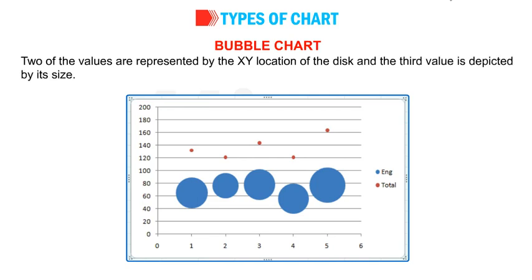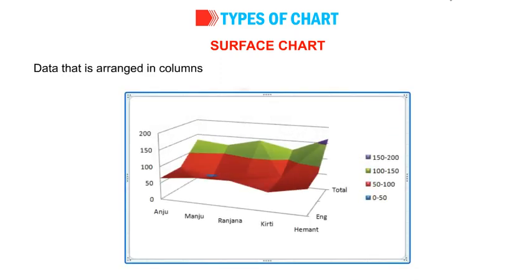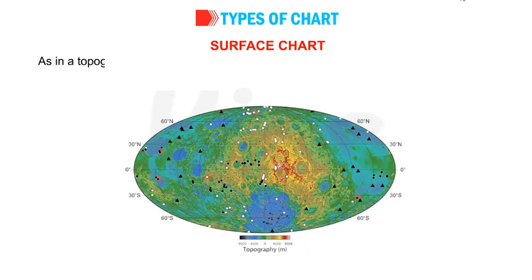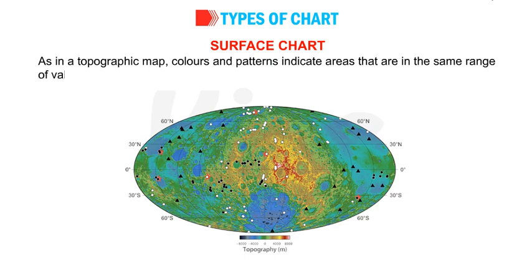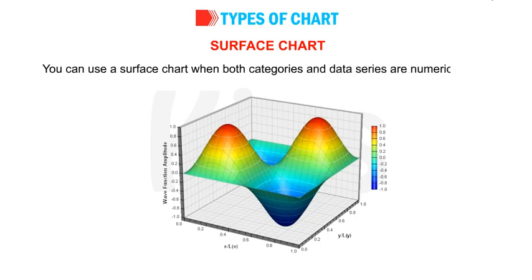Surface chart. Data that is arranged in columns or rows on a worksheet can be plotted in a surface chart. It is useful when you want to find optimum combinations between two sets of data. As in a topographic map, colors and patterns indicate areas that are in the same range of values. You can use a surface chart when both categories and data series are numeric values.